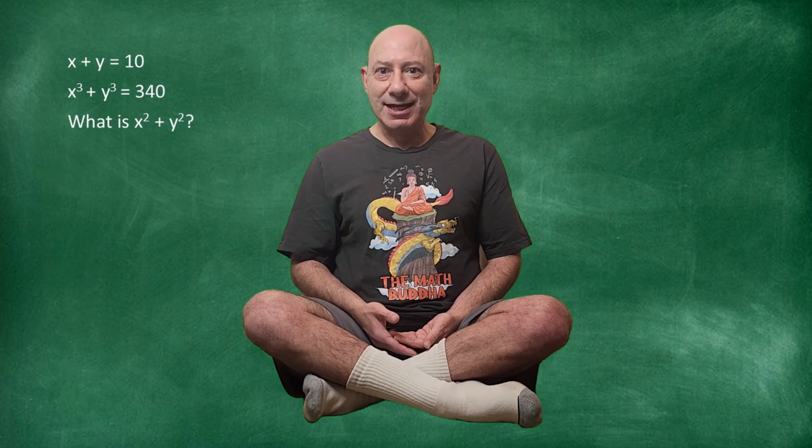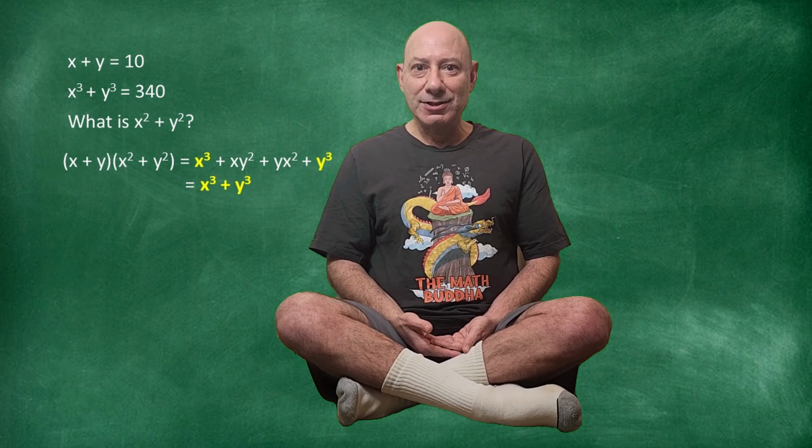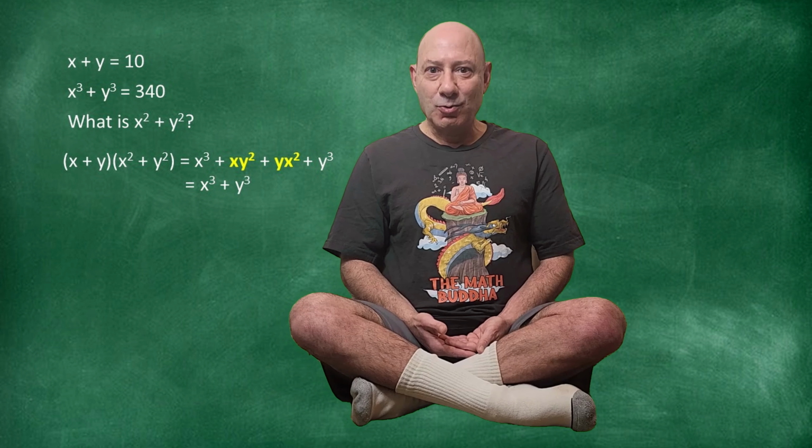Well, we have to use the FOIL method. First, x times x squared equals x cubed. Outer, x times y squared equals xy squared. Inner, y times x squared equals yx squared. And finally, last, y times y squared equals y cubed. And let's get our x cubed and y cubed together since that sum is known. And I see that xy divides each one of these terms. It divides this x times and this y times. So why don't we factor an xy out of this sum and write it as xy times x plus y.